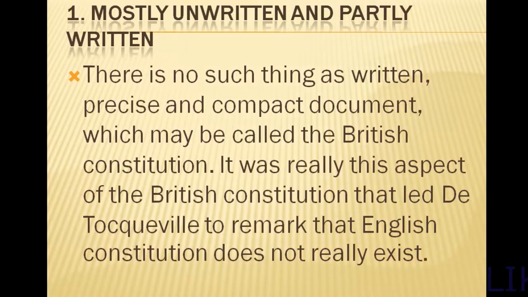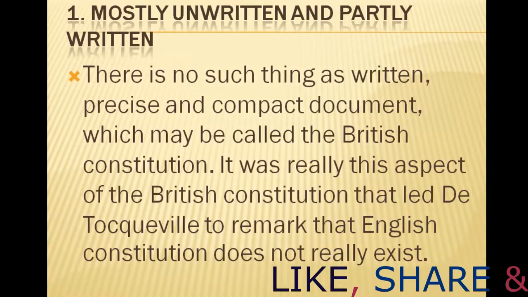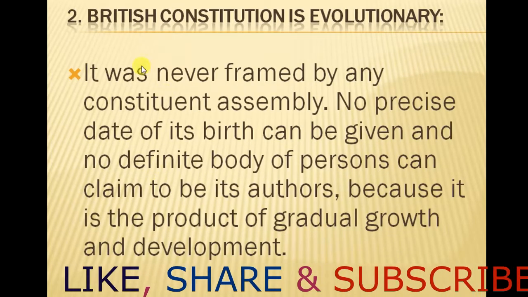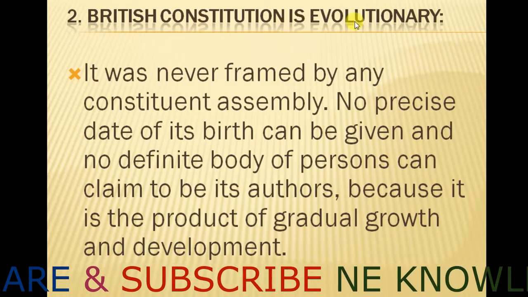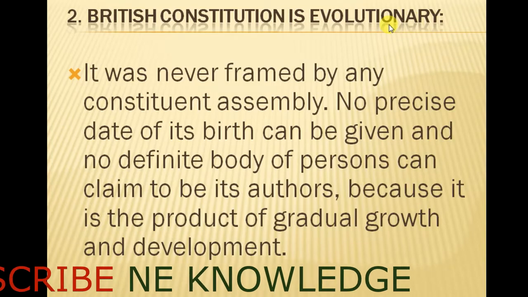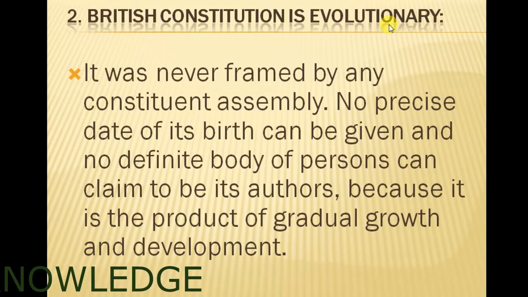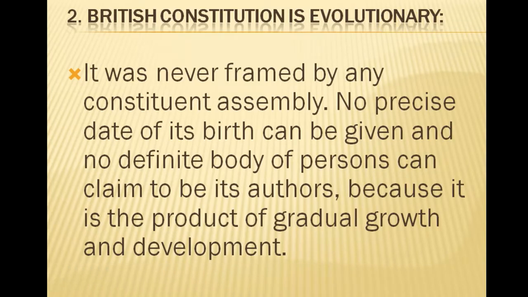The next, second feature is that the British Constitution is evolutionary. The British Constitution is a specimen of evolutionary development. It was never formed by any constituent assembly. It is the product of gradual growth and development. It has an unbroken continuity of development over a period of more than 1,000 years.